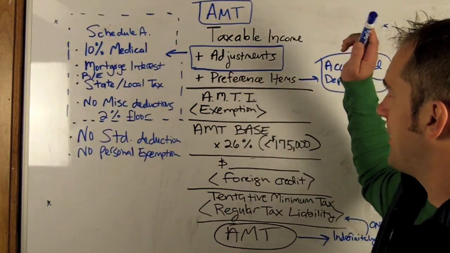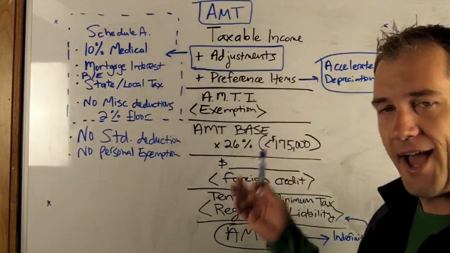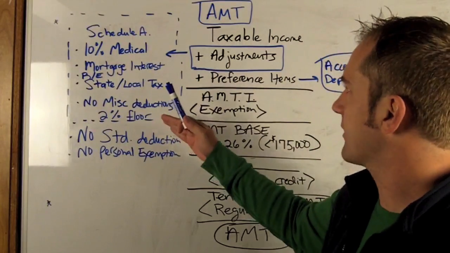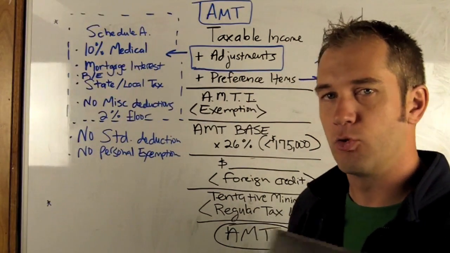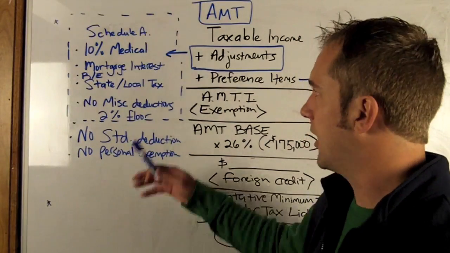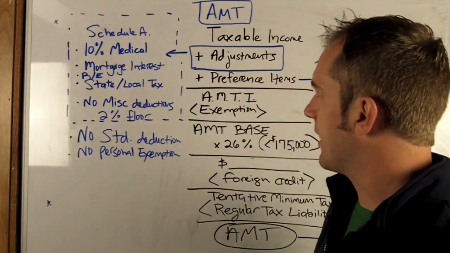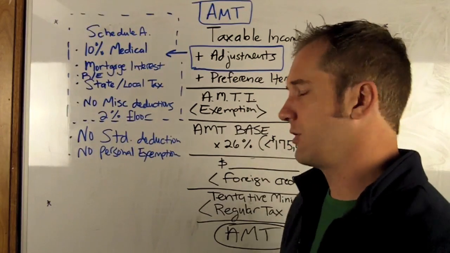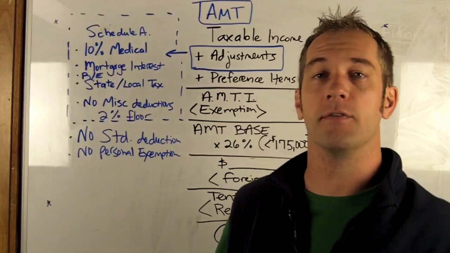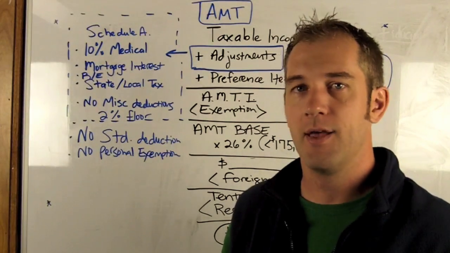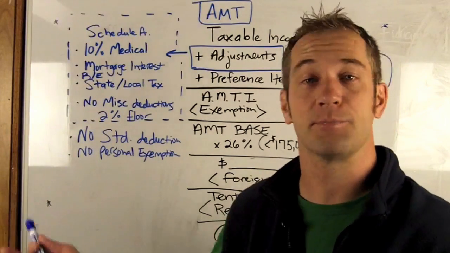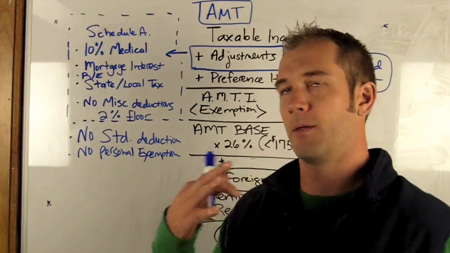So basically, with AMT, you start with your regular taxable income, and then you have to add back some adjustments that were already removed from your adjusted gross income. Like on Schedule A, normally you can deduct your medical expenses in excess of 7.5% of your AGI. Now they put 7.5% because most people don't have that much medical expense, and so they don't use it. At least I don't.